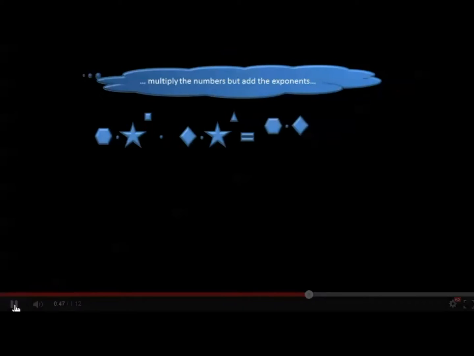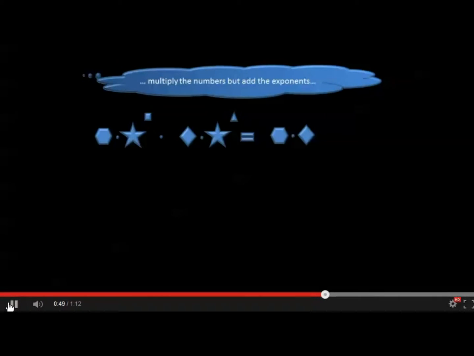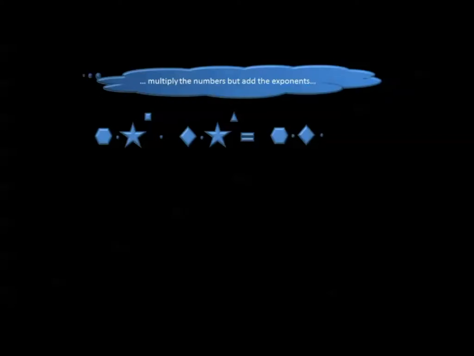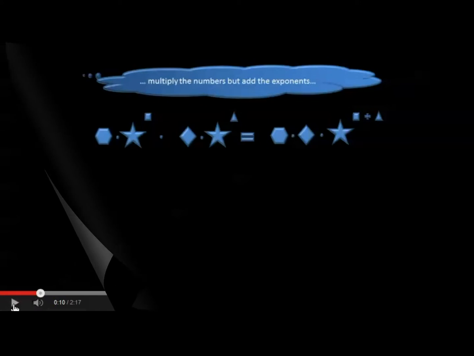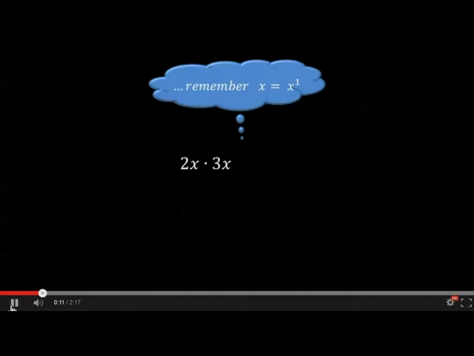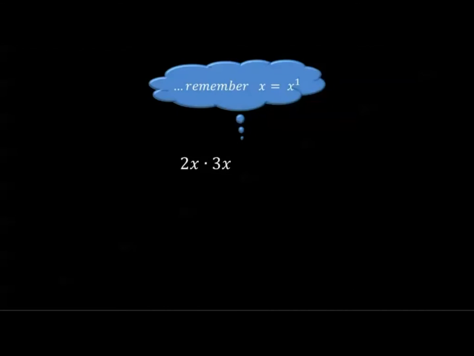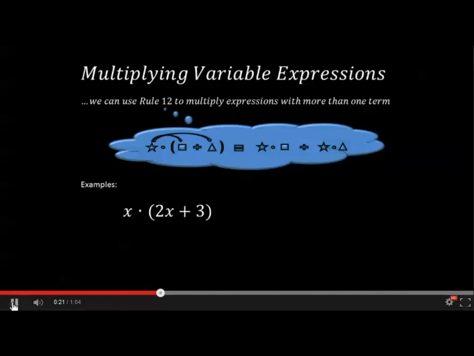By multiplying the two number factors together and multiplying that result times the common variable factor to the sum of the two powers. For example, if we have 2x times 3x, we multiply the number factors together, 2 times 3, and we will add the exponents. X is understood to be x to the 1. You can see how this fits our pattern of Rule 12.